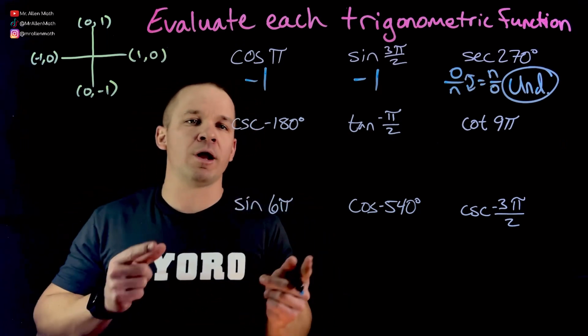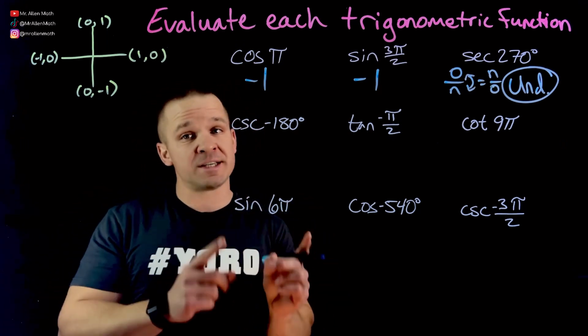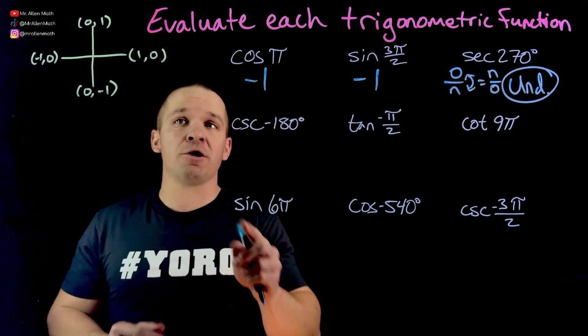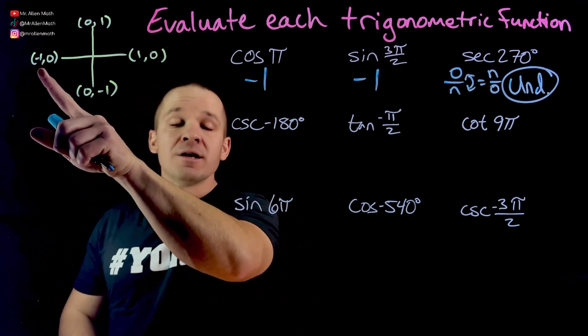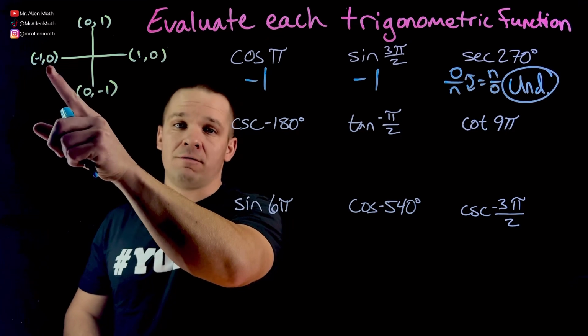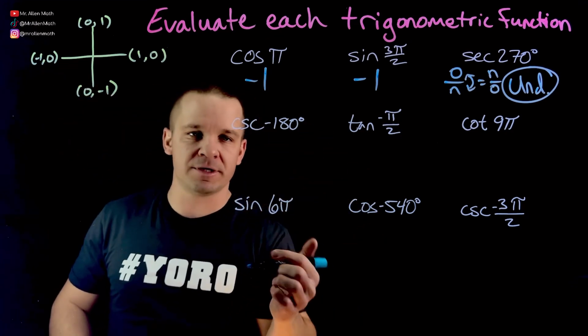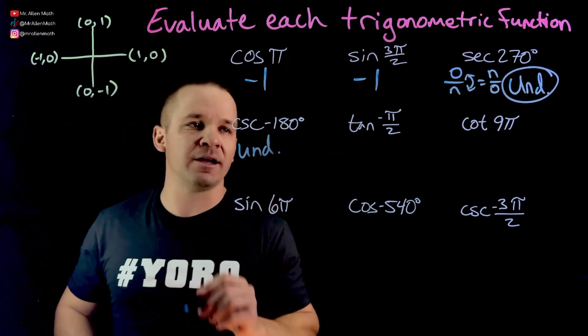Cosecant of -180. So cosecant goes with sine, right? So what's my sine value at -180? Sine is my y-coordinate, which is 0. If I flip 0, take the reciprocal of 0, it is undefined, okay?